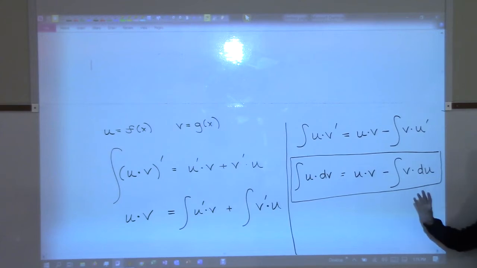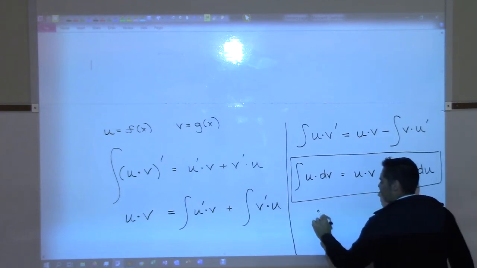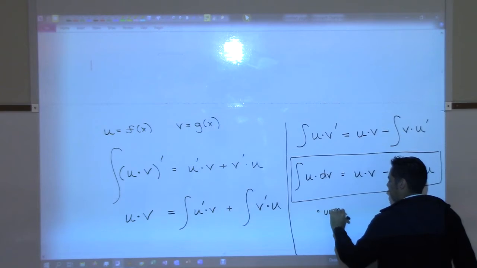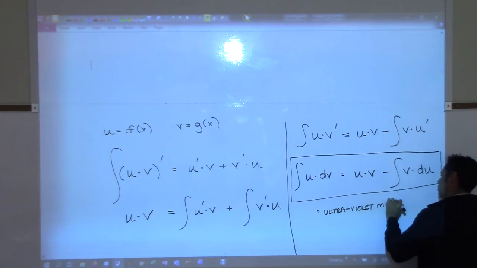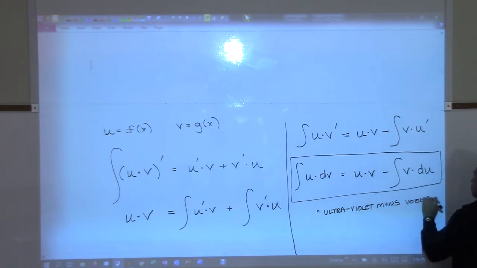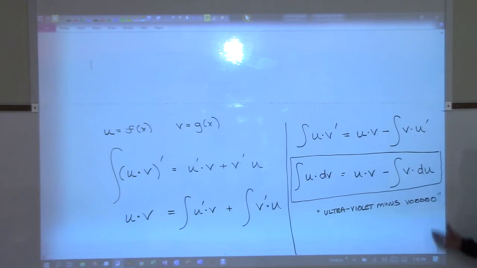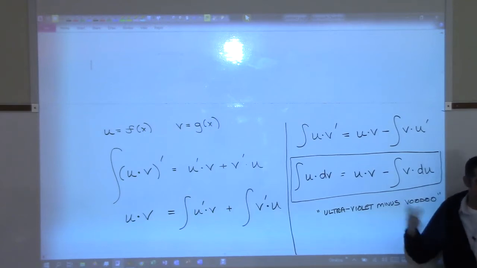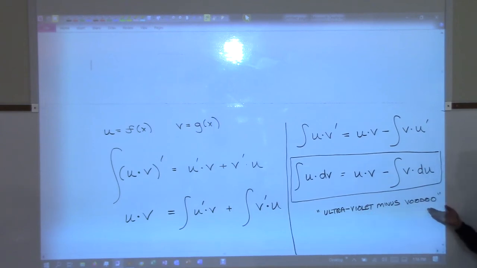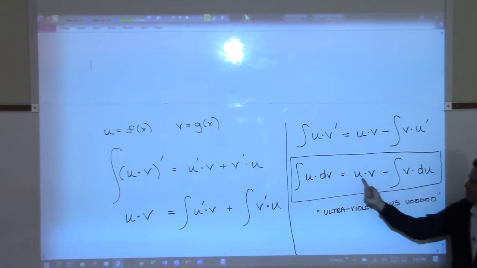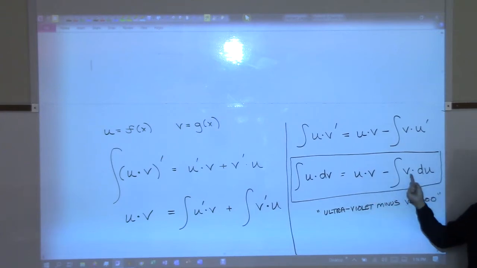So that's where it comes from. There's a little verbal saying that I know some of you have heard before. It's ultraviolet minus voodoo, V-O-O-D-O-O. It's very catchy. You won't forget it once you learn it. Ultraviolet minus voodoo. What this allows you to remember is this formula. So do you all see this is ultraviolet minus voodoo?